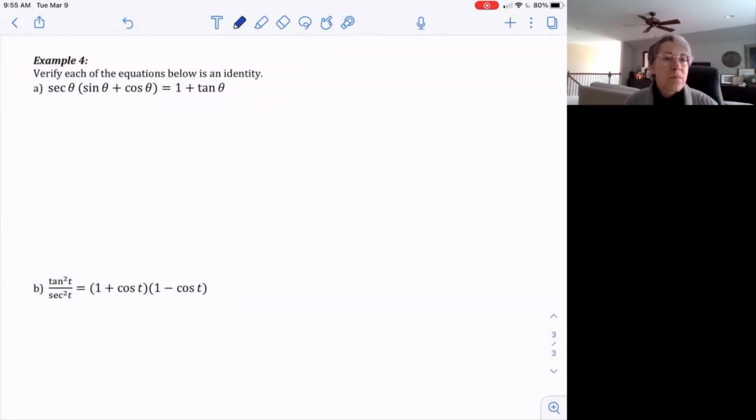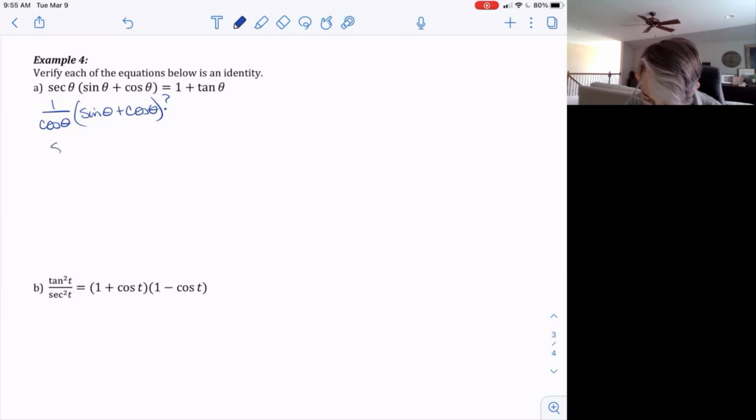So let's do some examples of verifying identities. We want to verify that this equation below is an identity. So this equal sign is really more of a question mark right now. The left side seems to be a little bit more complicated, so I'm going to start on that side. We can distribute the secant, but since inside the parentheses is sine and cosine, I'm going to go ahead and change that secant to 1 over cosine theta.